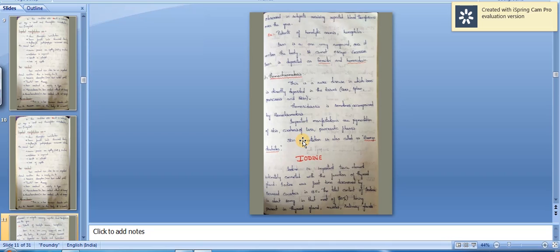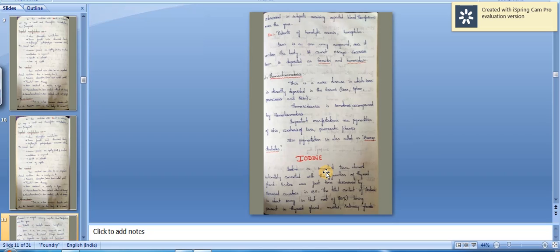These are the important manifestations of hemochromatosis. Next, skin pigmentation is also called bronze diabetes. Okay, this is the overview of iron, and next, coming to the point, iodine.